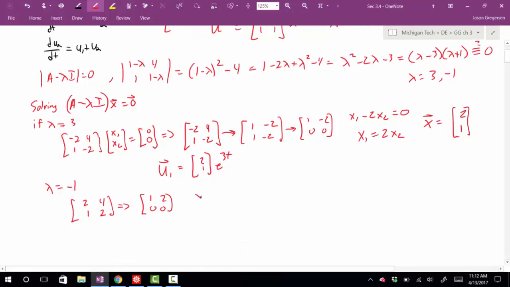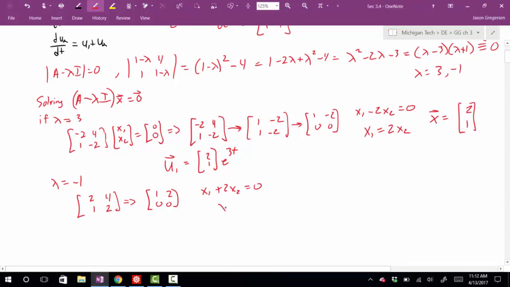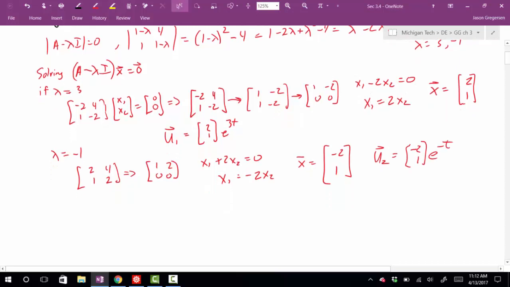That equation that I'm getting at is x1 plus 2x2 equals 0. If I want, I can solve it for x1. If I don't want to, I don't have to. This eigenvector could be what? Well, if x2 is 1, x1 is going to be what? -2. There's my other eigenvector. That means my second solution should look like -2, 1, e to the -t. And then lastly, my general solution should be some constant times the first solution plus some constant times the second solution.